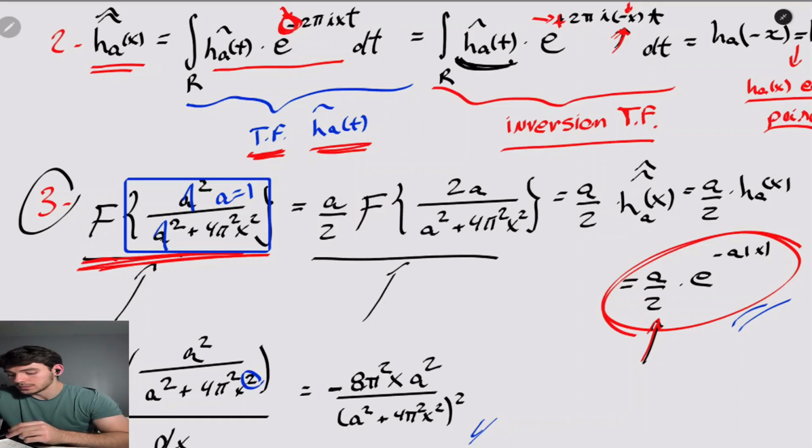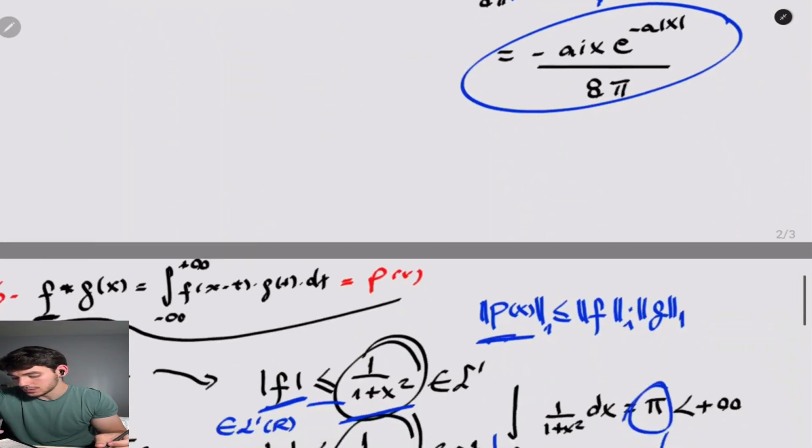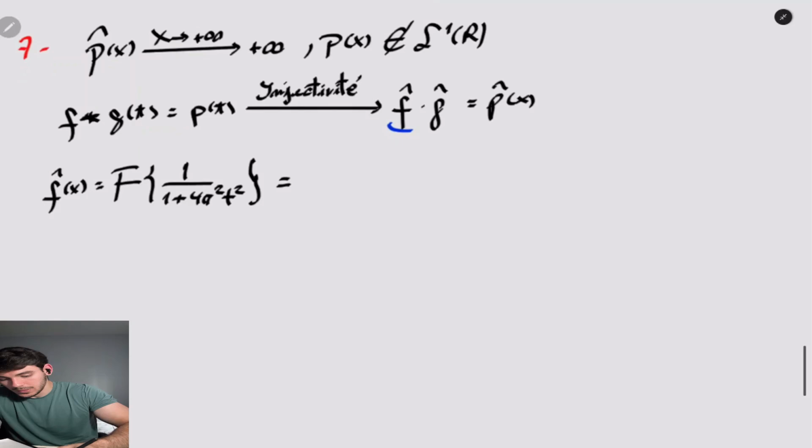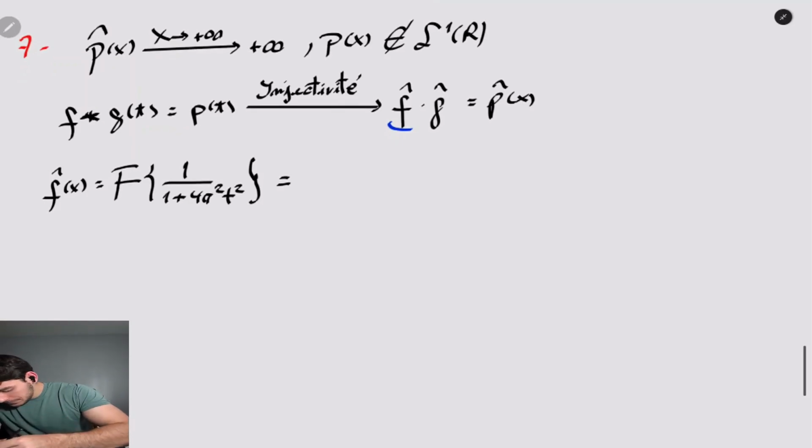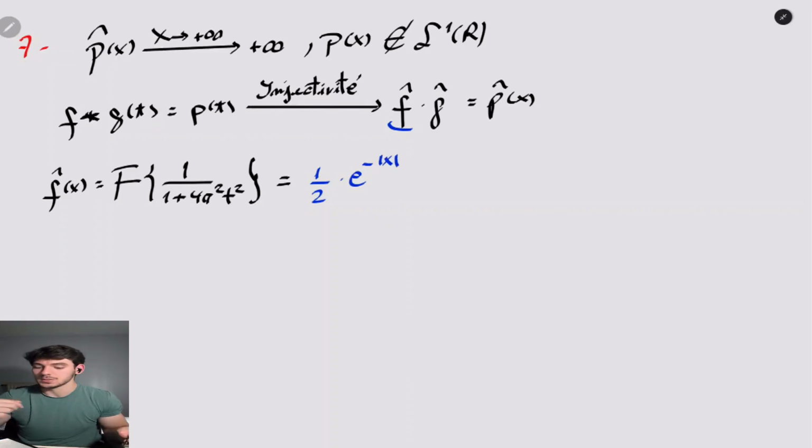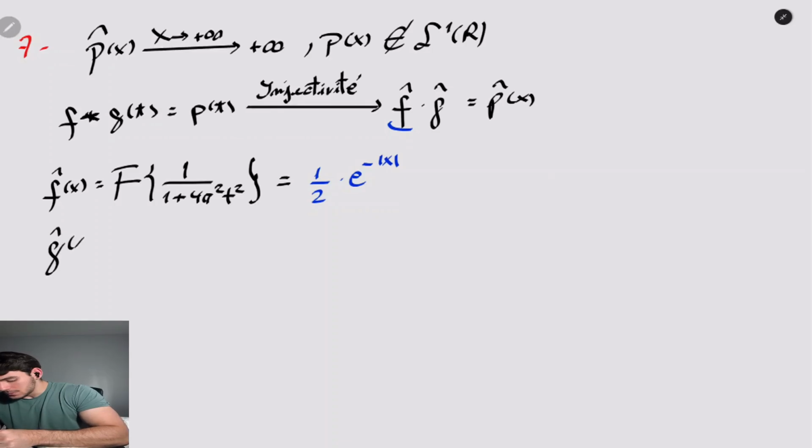So yeah, the Fourier transform will be a divided by 2, so 1 divided by 2, exponential of minus a modulus of x, so 1 modulus of x. All right, so here we'll have 1 divided by 2 times exponential of minus 1 modulus of x. So that's the answer. Now we need to calculate the Fourier transform of g.